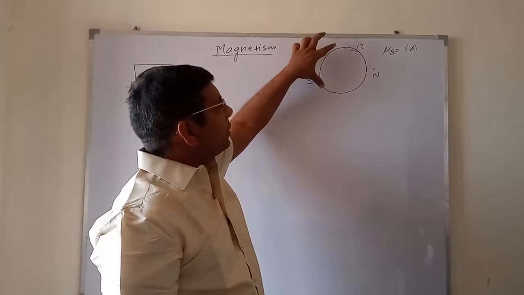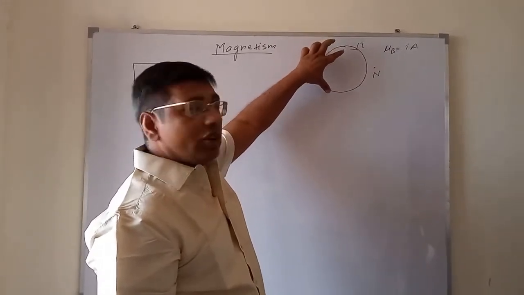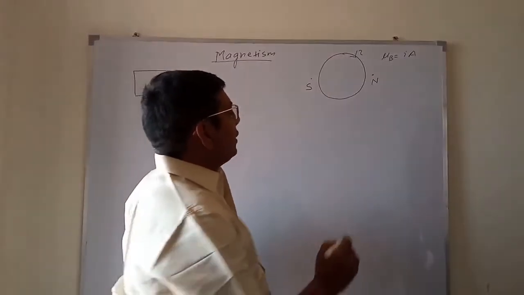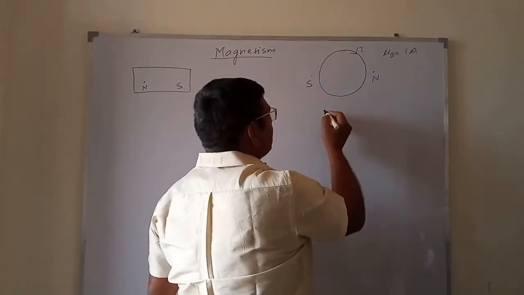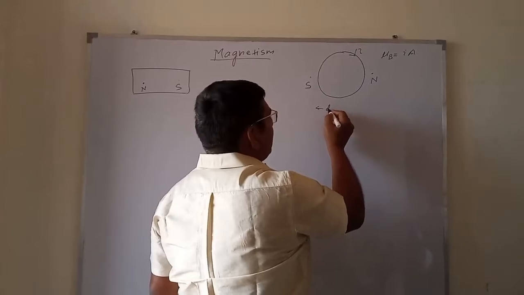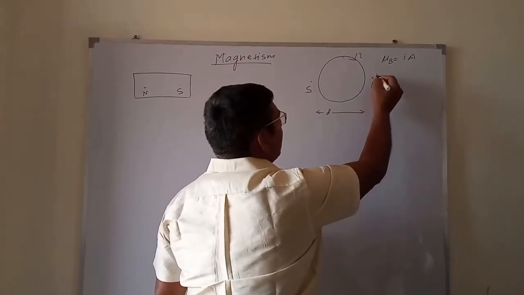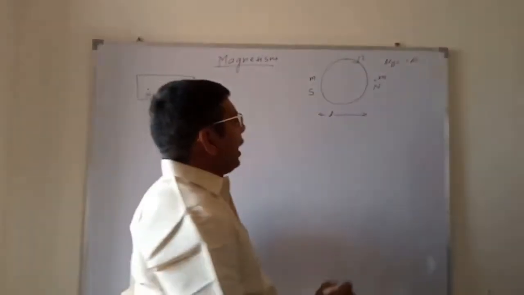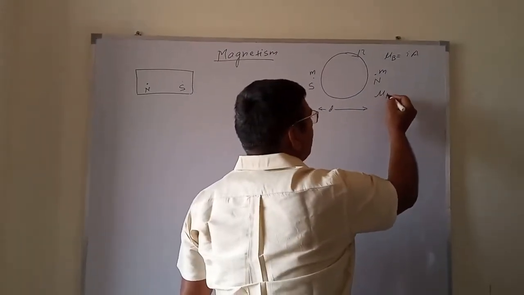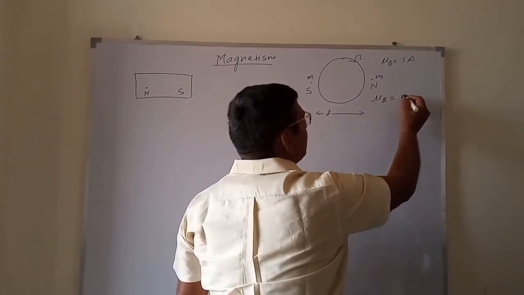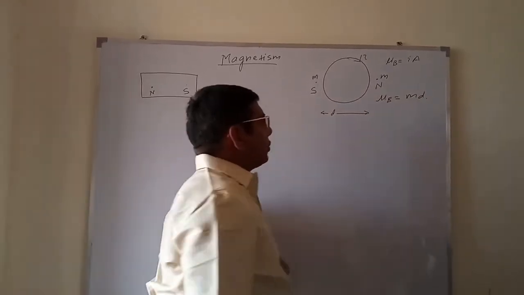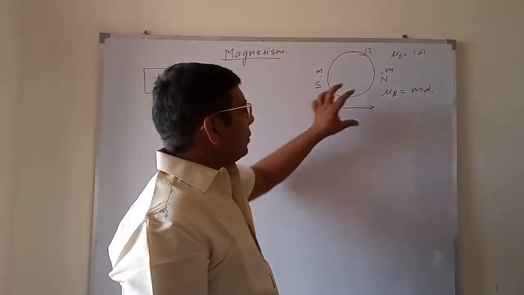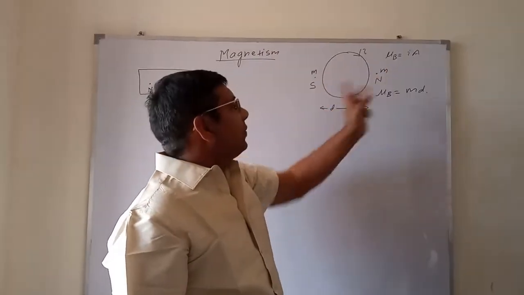We can replace the current carrying loop with a dipole with N and S, at distance D and pole strength M, right? So it will have the same moment, mu_B is equal to M into D. So either you take this current or you take this dipole, both will produce the same effect.